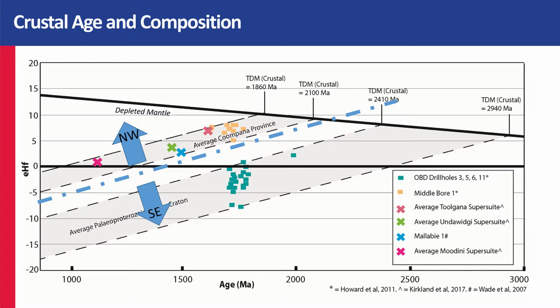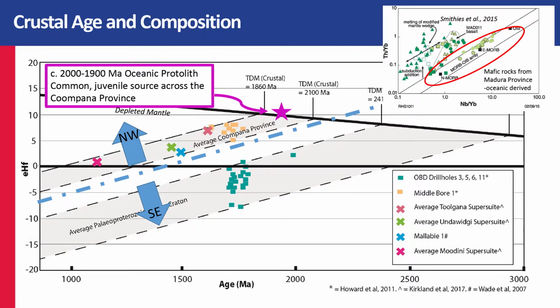And we can tie rocks from the Coompana province to have evolved from a mantle extraction event at around 2000 Ma, and some work being done with more drill hole constraints from across the border in WA to say that some of these rocks might have formed from an oceanic source. So we've juxtaposed oceanic crust against continental crust at around 2000 or 1900 Ma.